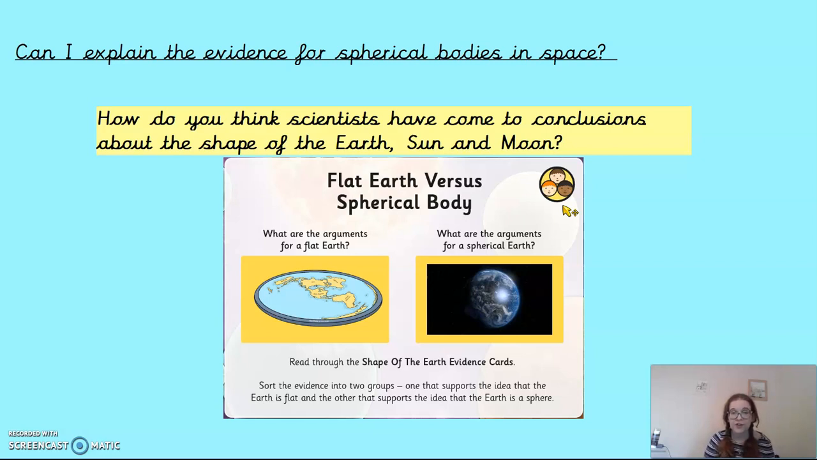So your challenge today is, can you sort those out into the two big theories? We've got one theory, which is that the Earth is flat, and we've got another theory, which is that the Earth is a sphere. Can you have a look at those evidence cards and sort them out into two groups for me? One that says flat Earth and one that says spherical Earth. And once you've got that, we're going to move on and we're going to talk about which one has the most evidence and which one you agree with and why.